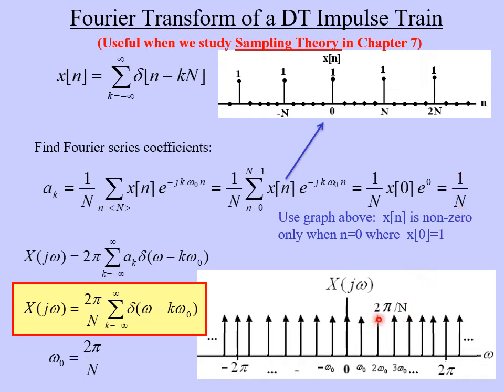And so notice all these delta functions here have the same weight, 2 pi over n. Because we have to take 2 pi here and multiply it by a sub k, and a sub k is equal to 1 over n. So we have 2 pi over n, and we have basically a train of impulses here in frequency. And remember again, these impulses here are occurring at the fundamental frequency and multiples of the fundamental frequency. In other words, omega naught, 2 omega naught, 3 omega naught, etc. These, of course, again, are the harmonic frequencies for this sequence.